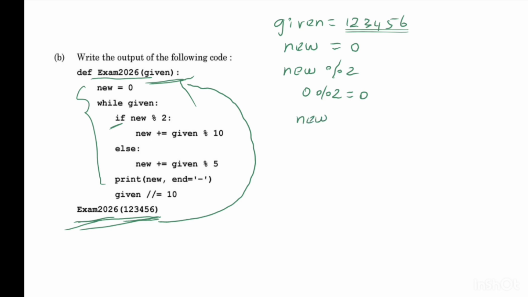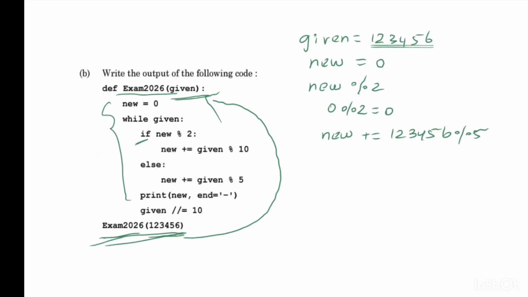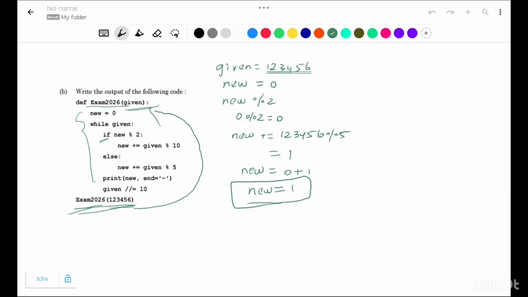Again, let me substitute. New plus equal to given modulus 5. So what is the reminder for this? We'll get 1 as reminder. And then new is equal to new plus, which means 0 plus 1. So 1. So the updated value for new is 1.